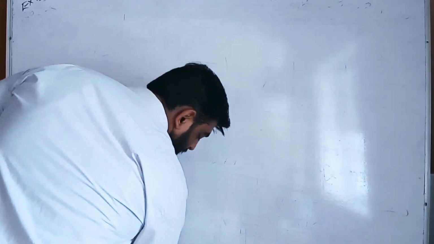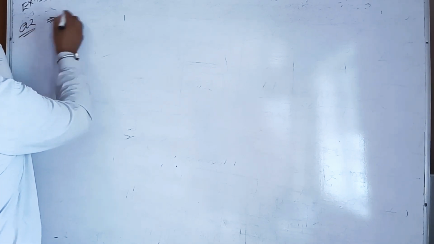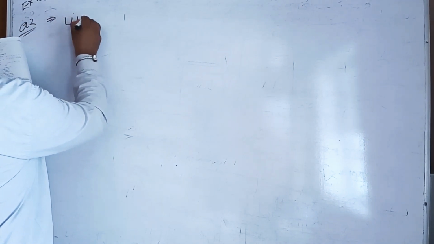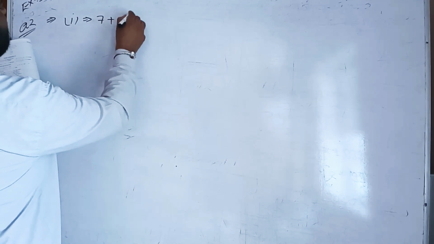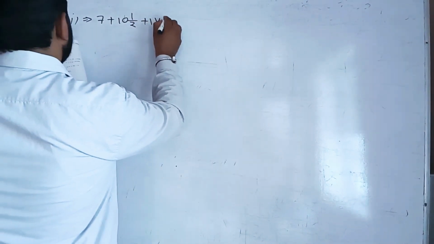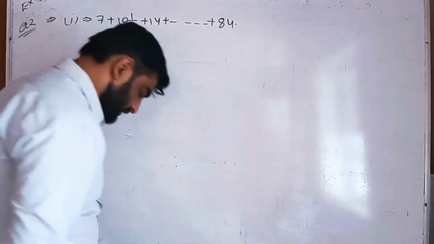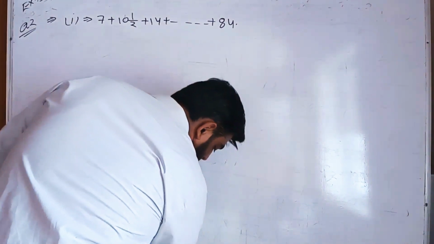Now we'll go for question number 2. Question number 2 is important. The first part is 7 plus 10 1/2 plus 14 plus ... plus 84. You have to find the sum of the given AP.